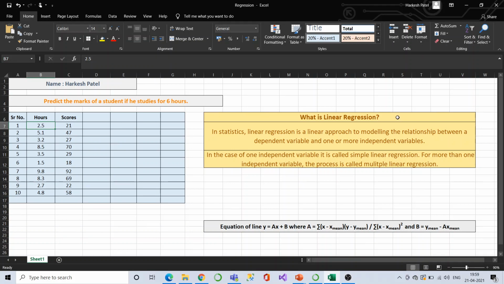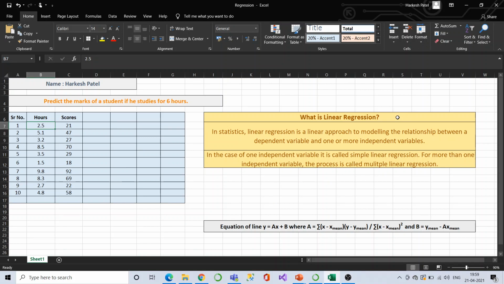Regression is a statistical technique that is used to model the relationship of a dependent variable with respect to one or more independent variables. Regression is used to predict an outcome of an event. Okay, so now moving on to linear regression.